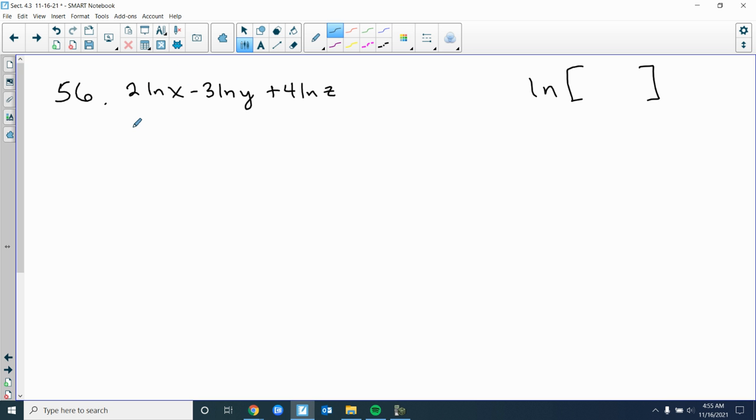So I'm going to start with the powers first. I'm going to write that as natural log of x squared minus natural log of y cubed plus natural log of z to the 4th. Now the biggest mistake people make here is they want to do the addition before subtraction. That is incorrect. You do not add before you subtract in order of operations. You have to go from left to right. So that means you have to subtract here, which means when we rewrite this, that becomes a division problem.